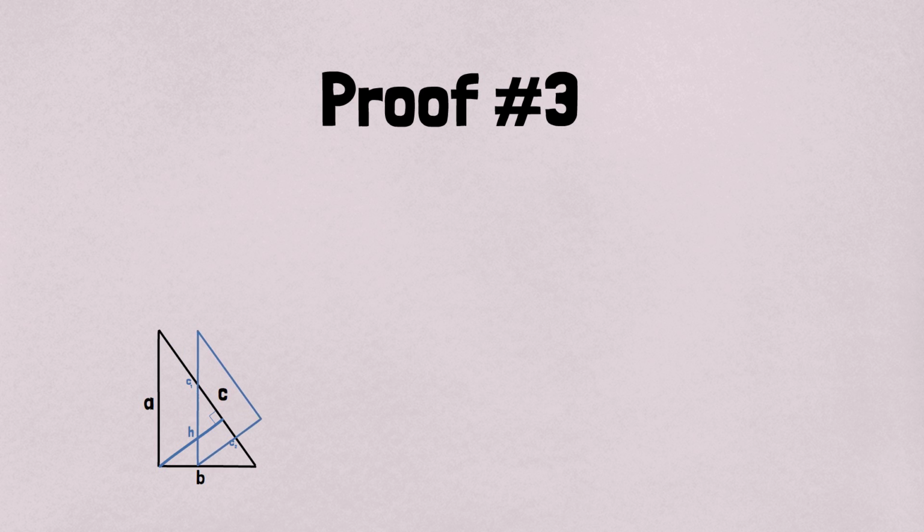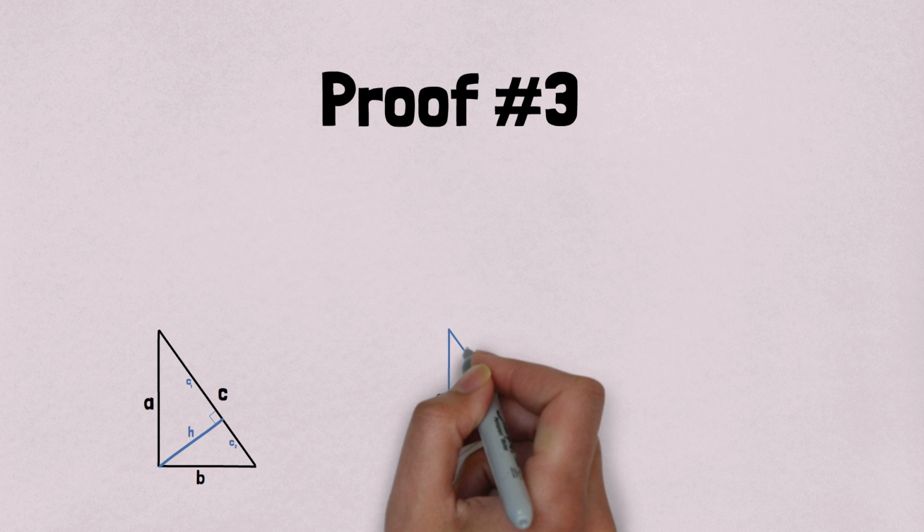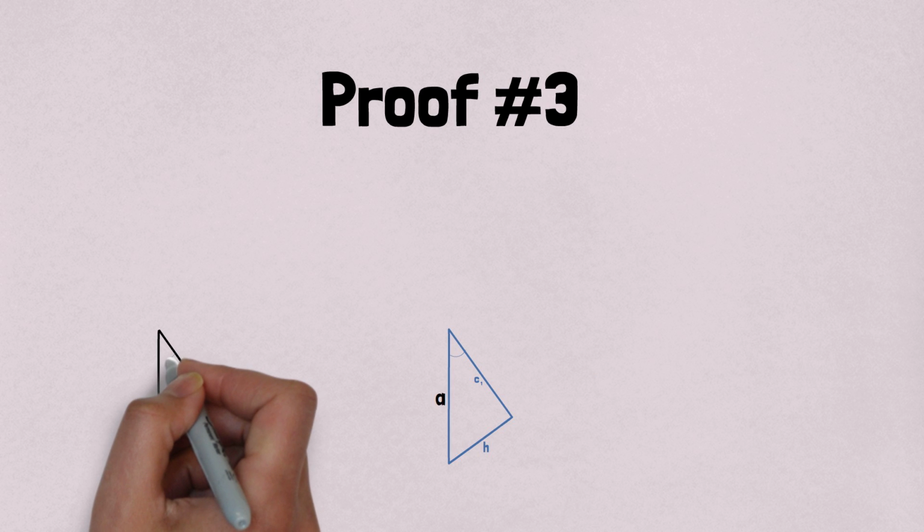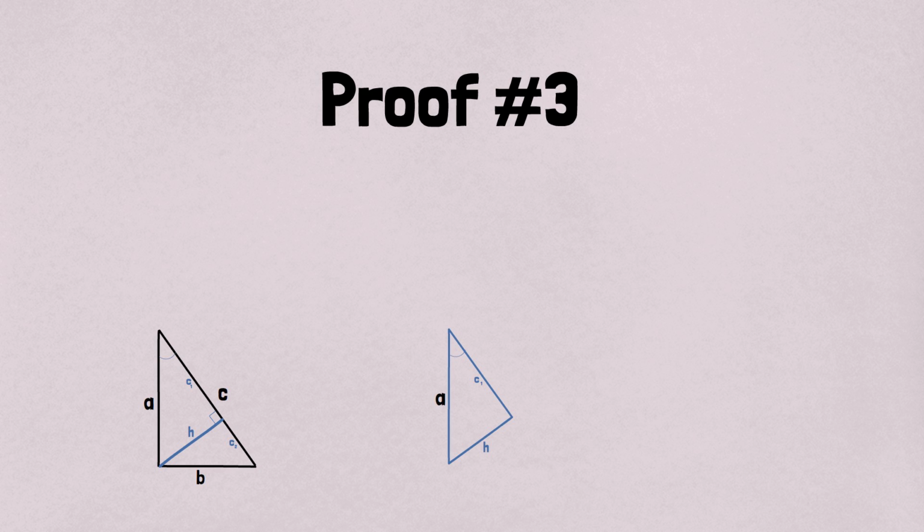Now let's consider this inner triangle here. Its sides are A, C1, and H. And it's also a right angle triangle. Now notice that this small triangle shares an angle with our bigger triangle here. Since it also has a right angle, the third angle will be the same as well. So these two triangles are similar according to our fact from before.